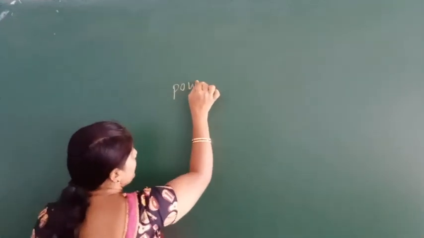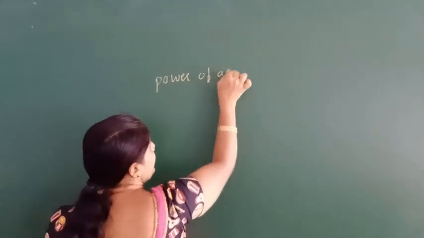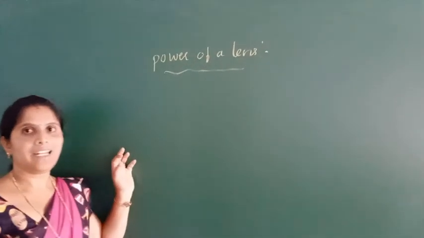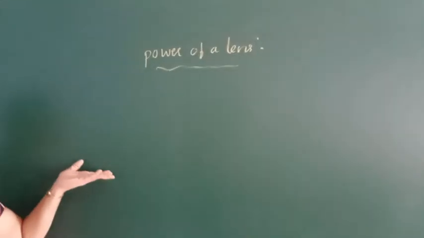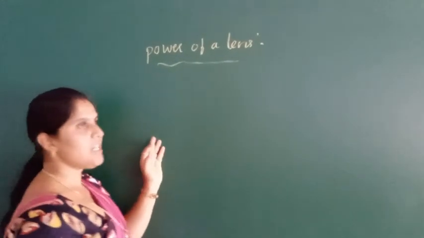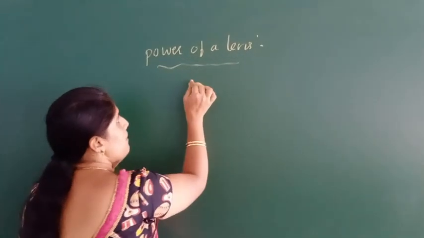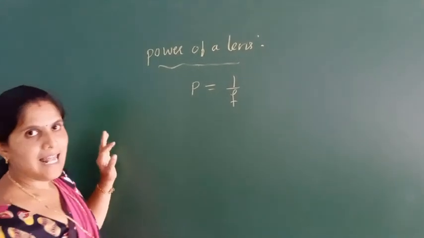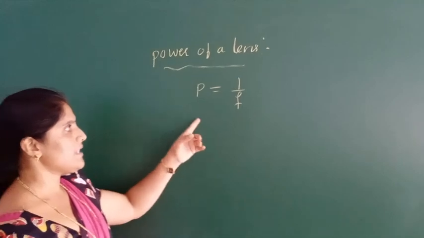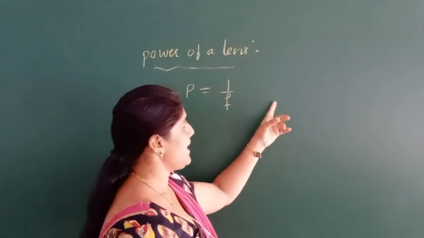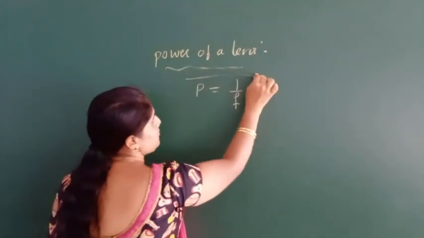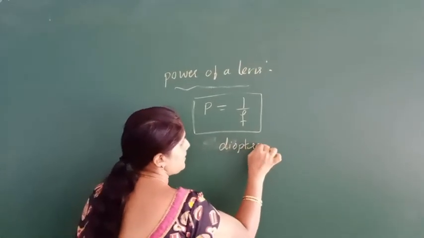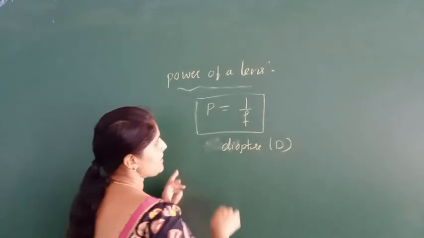Next, power of a lens. The power of a lens is the ability of a lens to converge or diverge a beam of light. Sorry, power of a lens is defined as the reciprocal of focal length, and its unit is the diopter, which is symbolically represented by D.